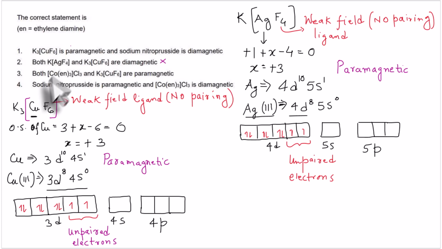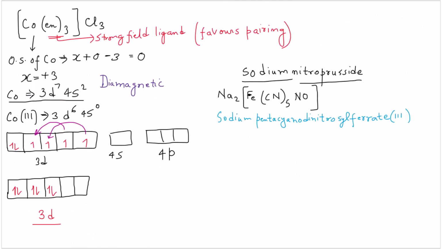Now coming back to the question, after Co(en)3Cl3, what are we left with? We have another complex, sodium nitroprusside. So up till now, we can predict that either option 1 or 4 could be the correct answer. Now let's check sodium nitroprusside. The generic name is given here in the question, but it is always good if we know the chemical formula of this compound. Sodium nitroprusside is Na2[Fe(CN)5NO]. The IUPAC name of sodium nitroprusside is sodium pentacyanonitrosylferrate(III).